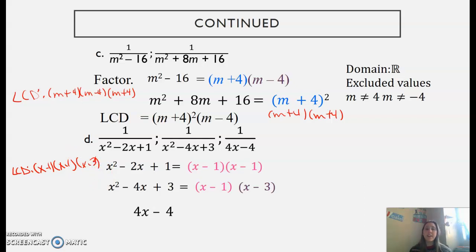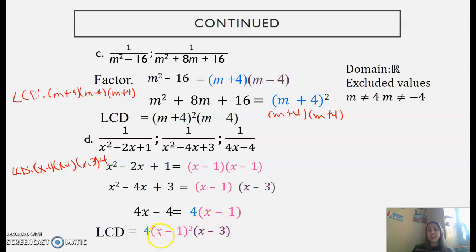Okay, and then I can factor out of 4 and get x minus 1 times 4, or 4 times x minus 1. I already have at least one x minus 1 written down, so then I'm just going to throw the 4 at the end because that's what's missing. So then my LCD is going to be that 4 times x minus 1 squared times x minus 3.